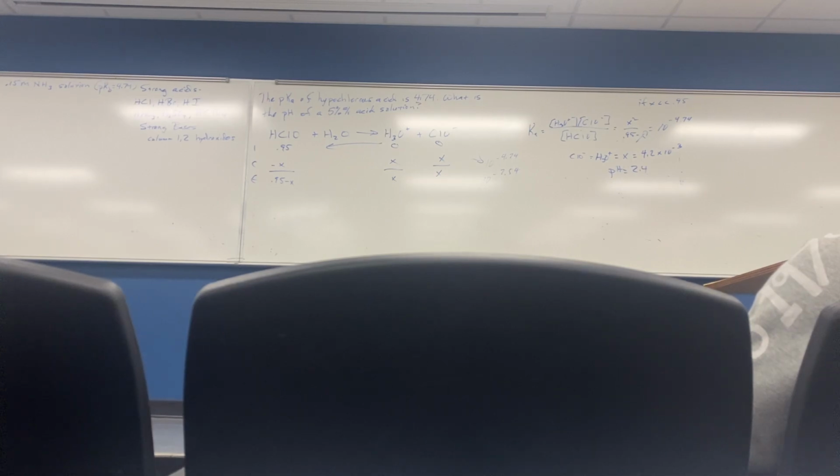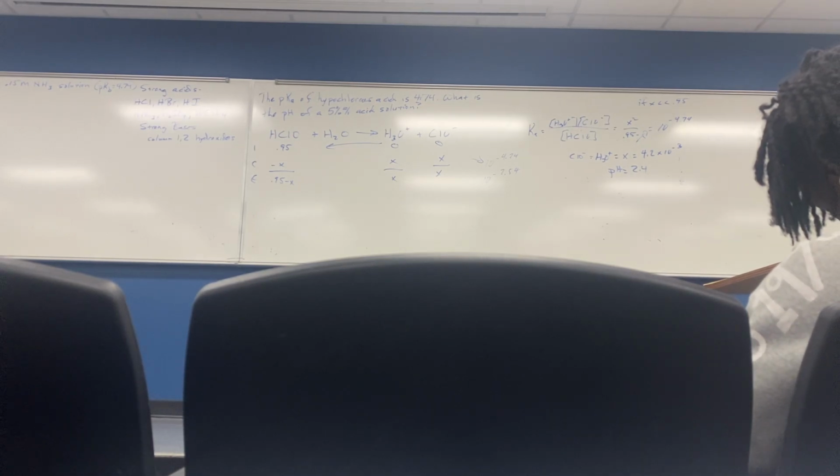So what's the first thing I'm going to do? Write the equation, like we always do, right? First thing we're going to do is write the equation. So what's ammonia going to react with? Water. Right. So have ammonia react with water. You get ammonium hydroxide.